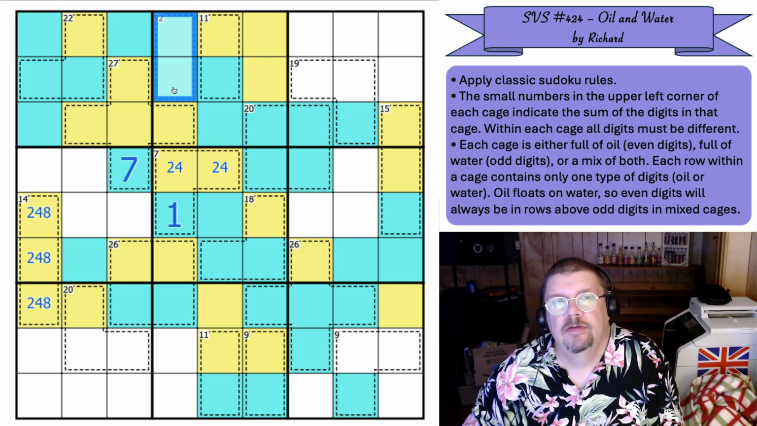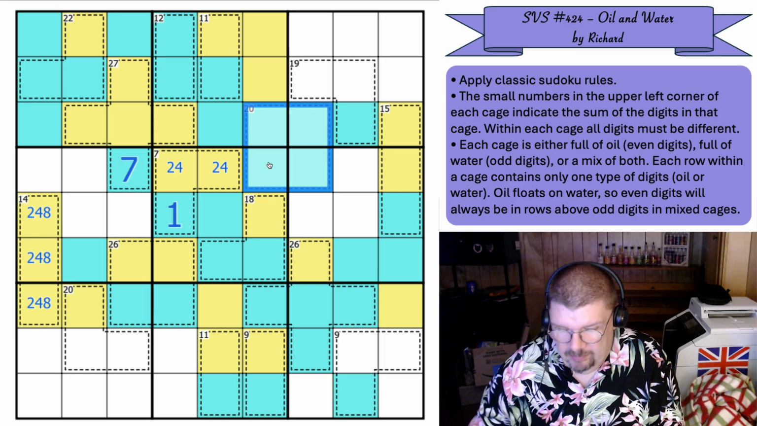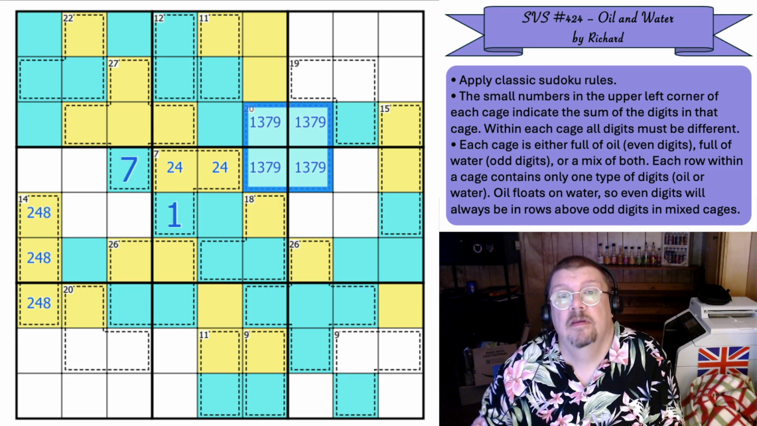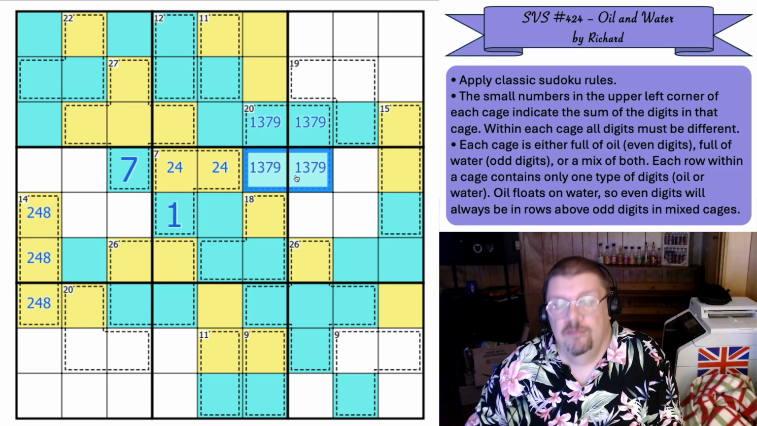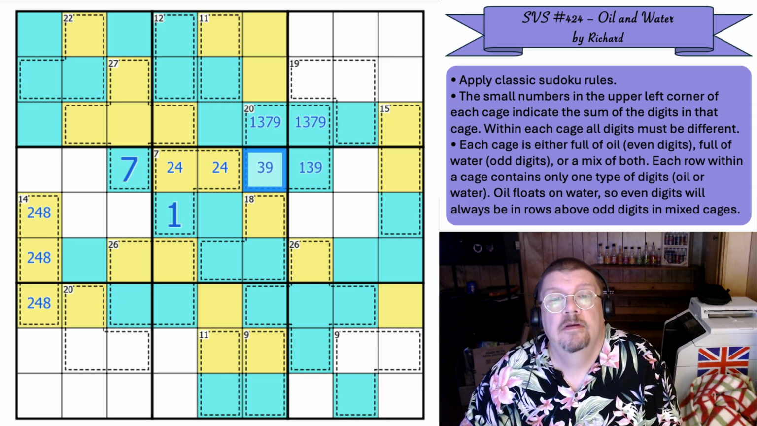Two odds making 12 are either 7, 5 or 9, 3. Four odd digits to make 20 are 1, 3, 7, 9. But I can remove 7 from both of those, and I can remove 1 from that one by sudoku.